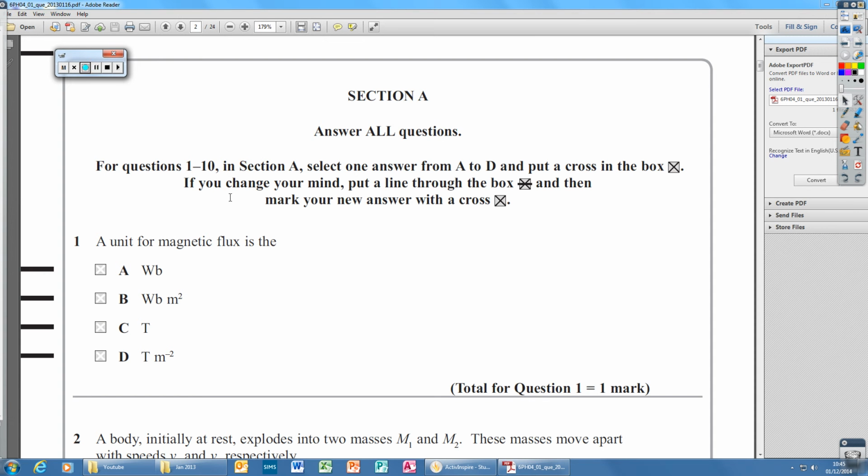Okay, here are the answers to PH04 January 2013. It's questions 1 to 5.